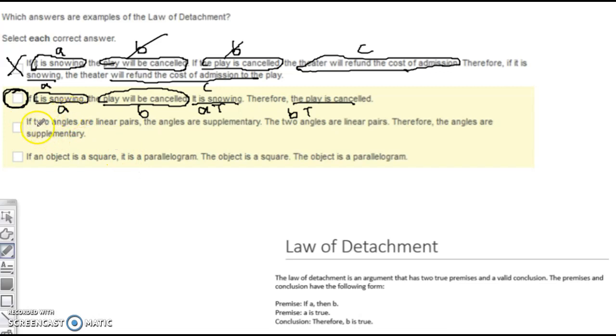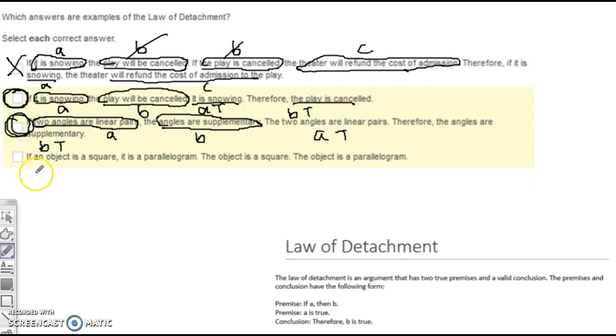All right, if two angles are linear pairs, that's going to be letter A. Then the angles are supplementary. That's going to be letter B. The two angles are linear pairs, so that's saying that A is true. Therefore, the angles are supplementary. That's saying that B is true. So again, that is the law of detachment.